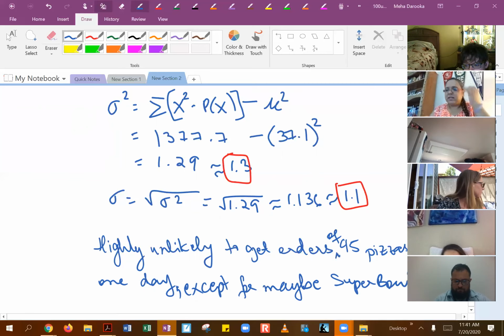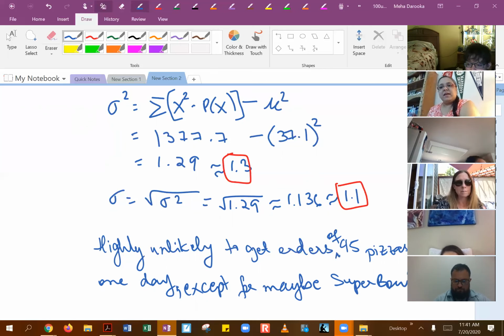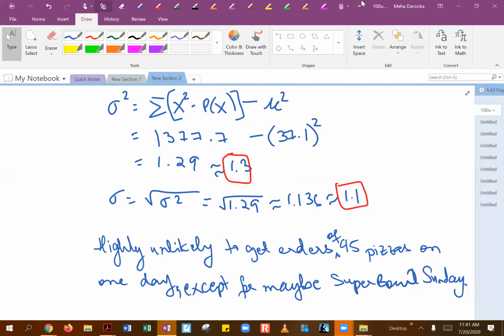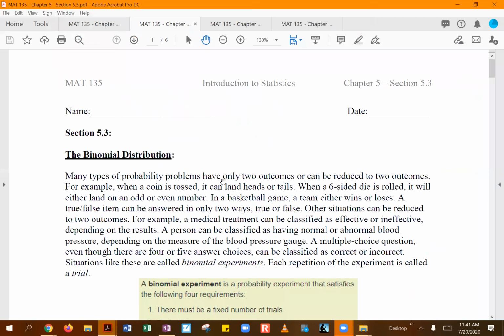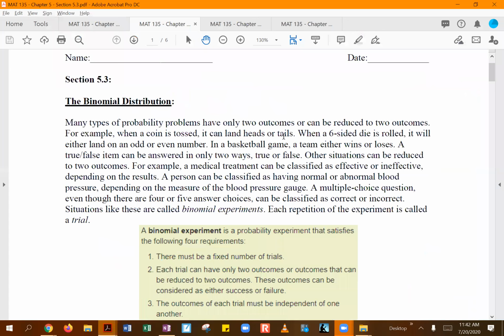Alrighty, so that was just another example that I wanted us to look at in terms of how you can calculate your mean, variance, and standard deviation for probability distributions. Now, let's go on to our 5.3 over here. And this is where we're actually getting into the binomial distribution itself.